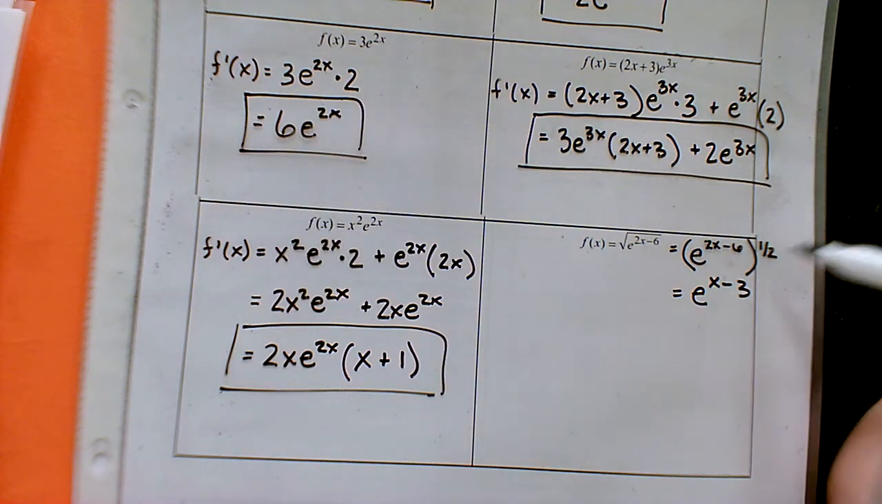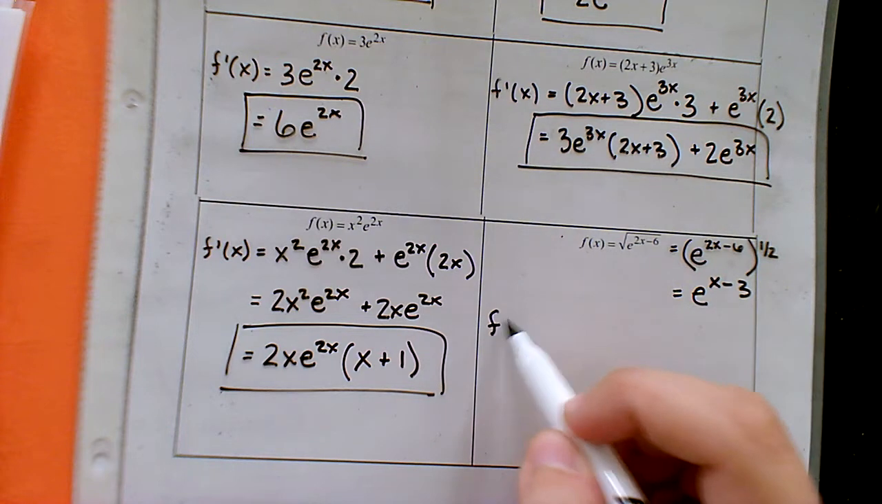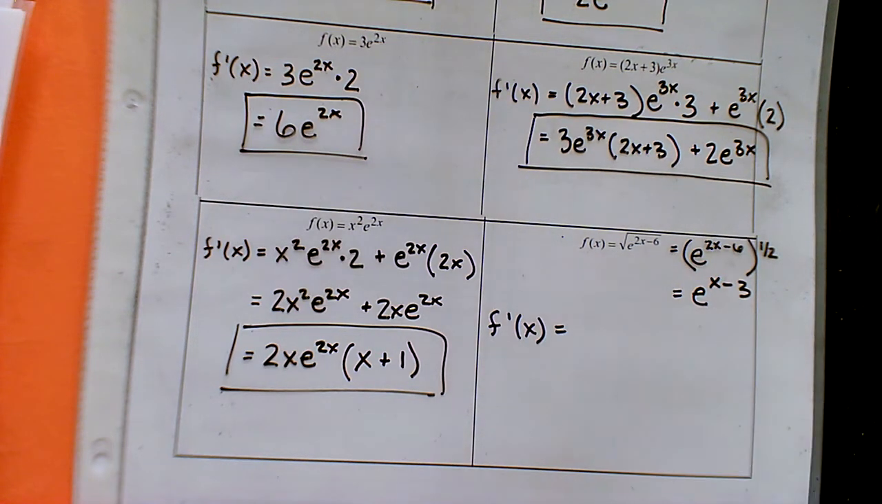Okay. So you could do chain. That would be perfectly all right. You could simplify it, which is perfectly all right. There's always more than one way to do something. It just depends on what you notice first.